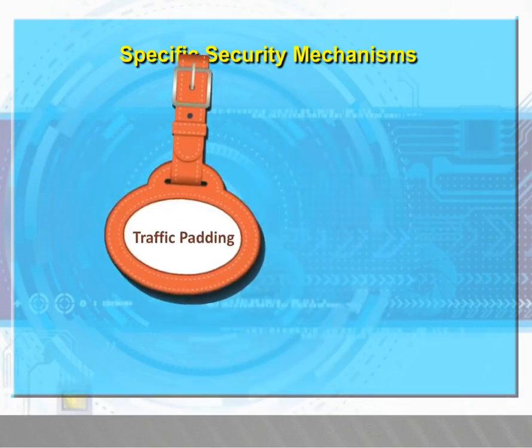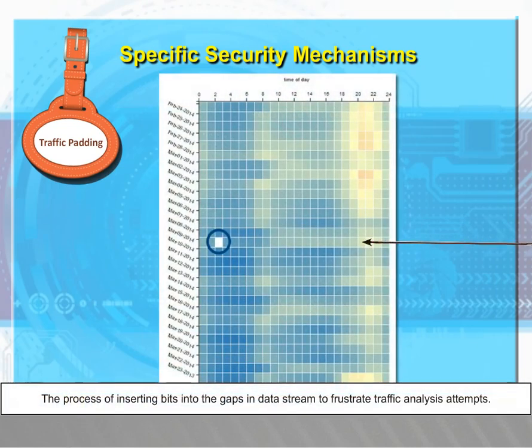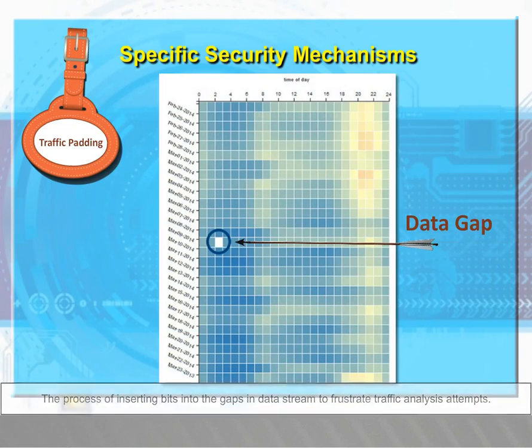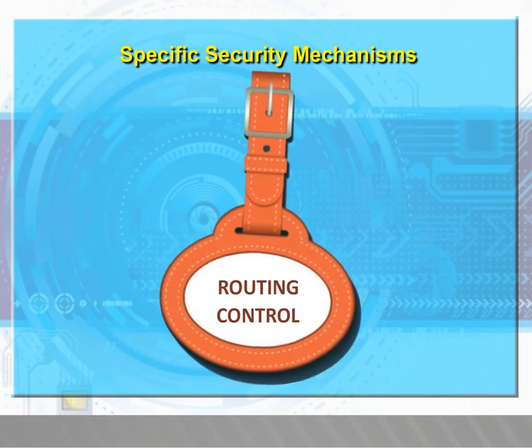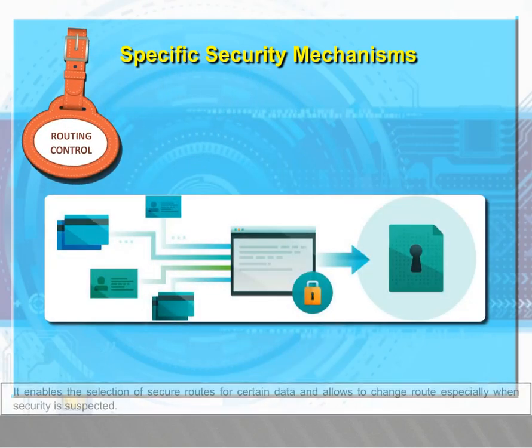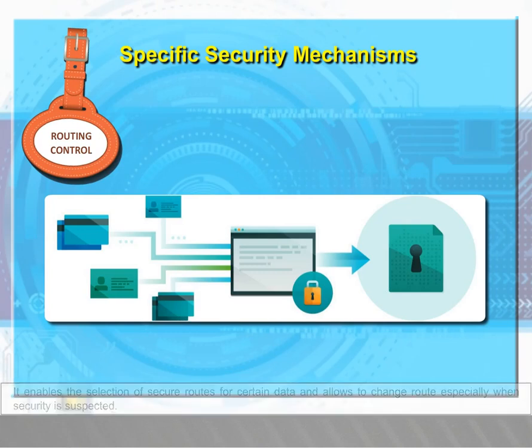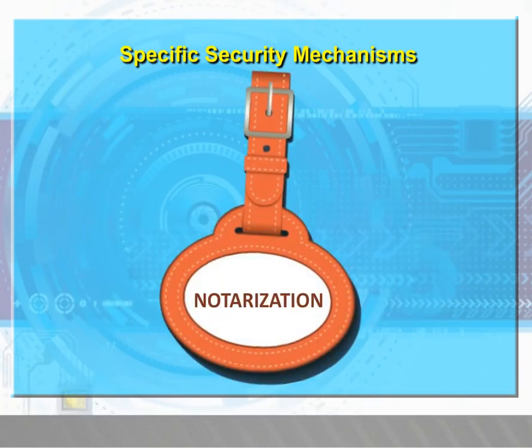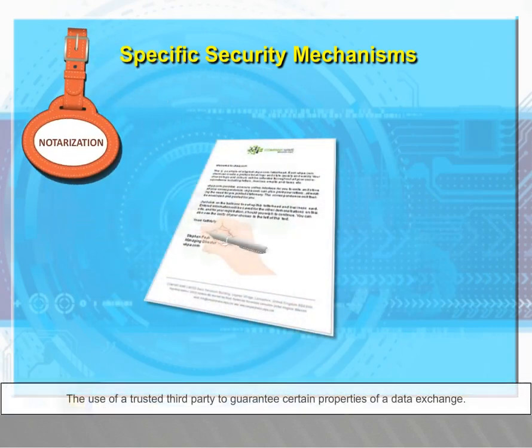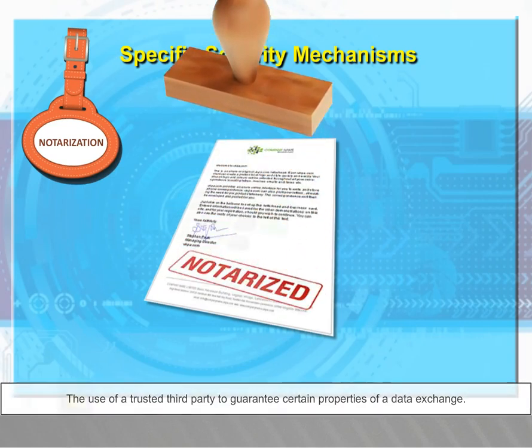Traffic padding. The process of inserting bits into the gaps in a data stream to frustrate traffic analysis attempts. Routing control. It enables the selection of secure routes for certain data and allows changing the route, especially when security is suspected. Notarization. The use of a trusted third party to guarantee certain properties of a data exchange.